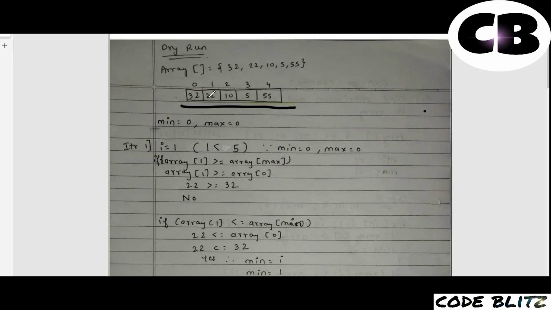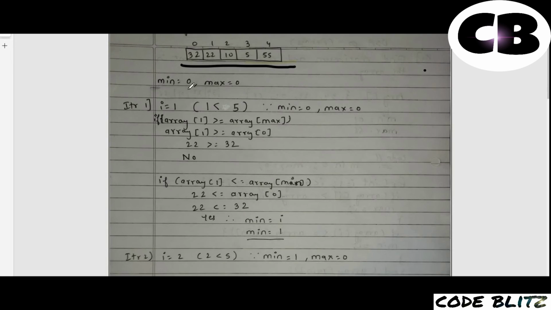Now consider this array. 0, 1, 2, 3, 4 are indexes, and these are the elements. Now at the very initial, what I had told you, we assumed that the first element, that is 32, is the minimum element as well as the maximum element. Now in iteration 1, I told you that we will start comparing from the next element. So this element is compared with the minimum and the maximum element.